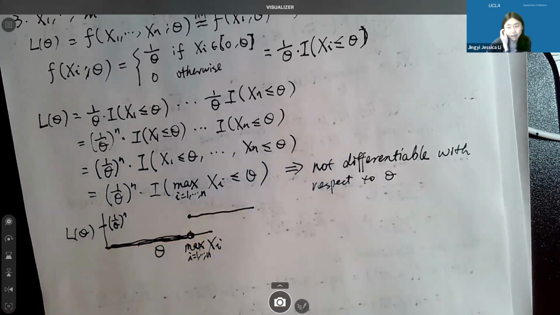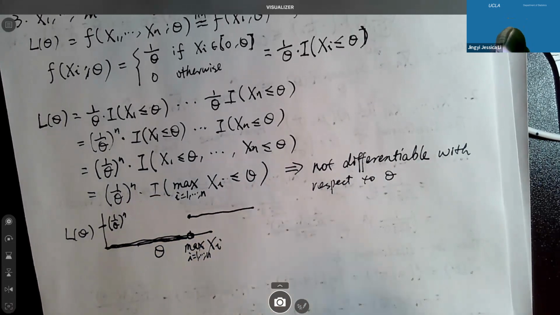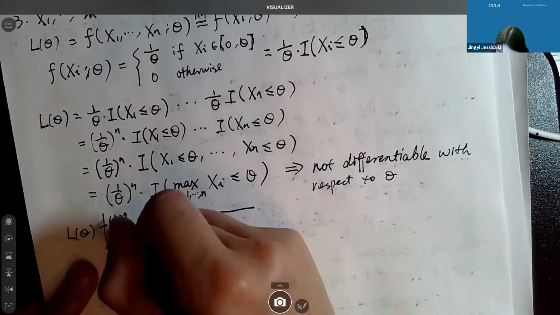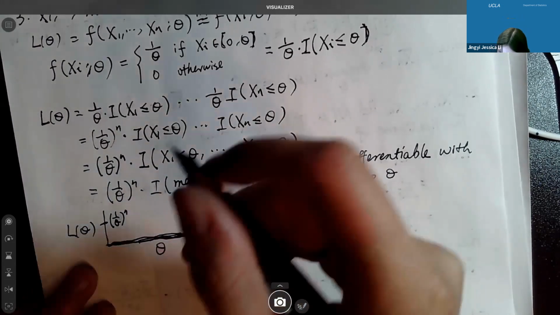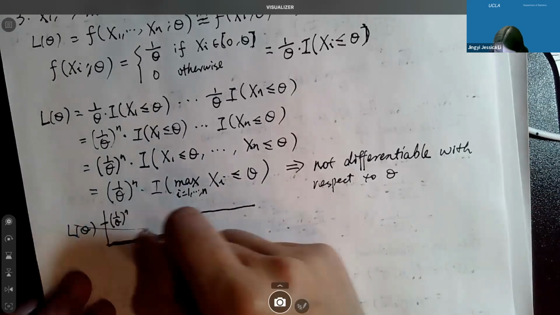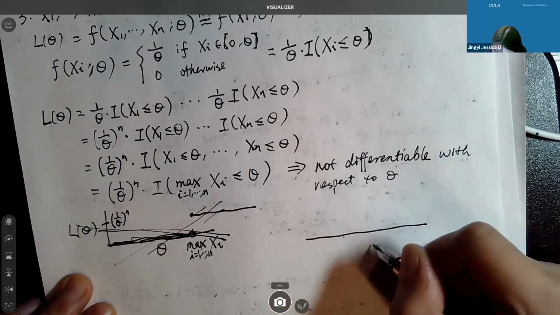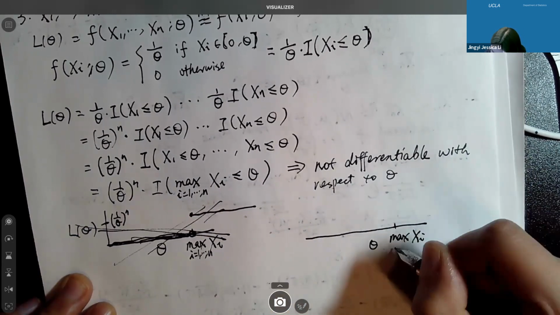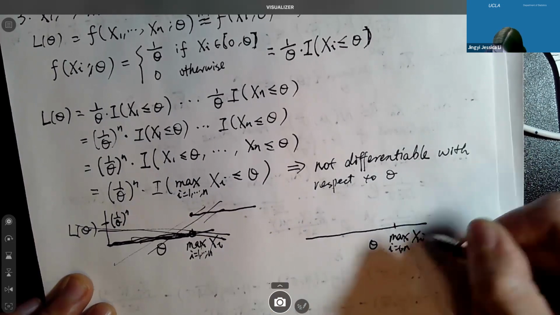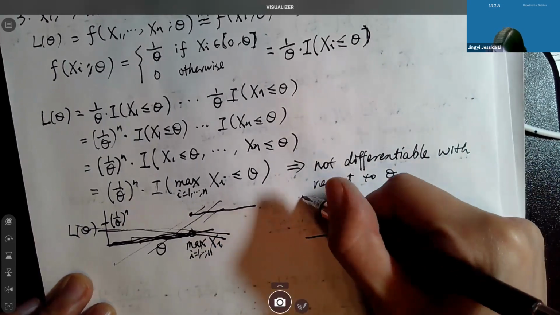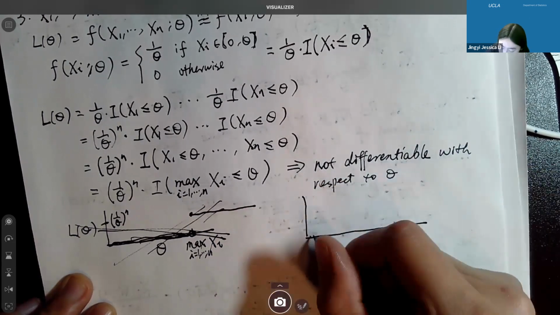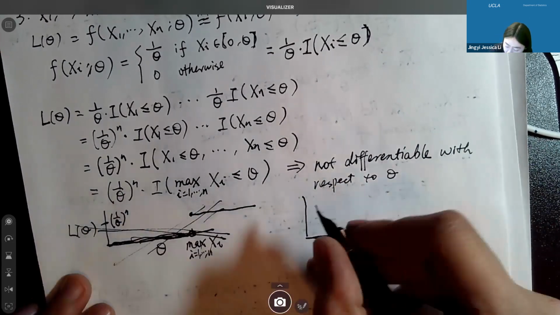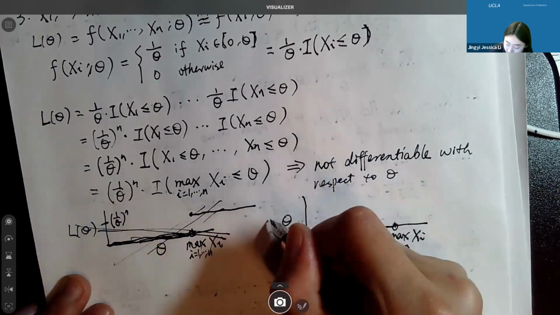Sorry, I made it bad. Forget about this, I thought it's a wrong example. It's a wrong illustration. So theta is this, and let's say the max of x_i, i from 1 to n, is here. Before this point, it stays at 0, that's correct. After this point, it will become 1 over theta to the power n as theta changes.